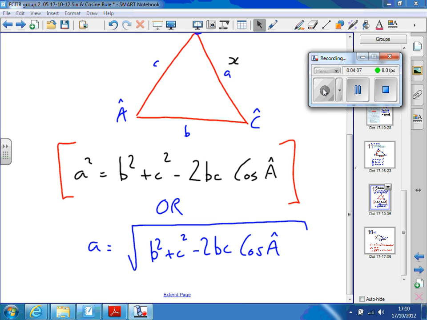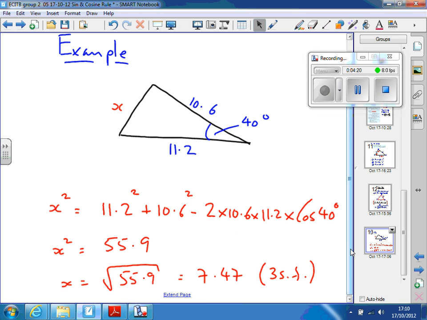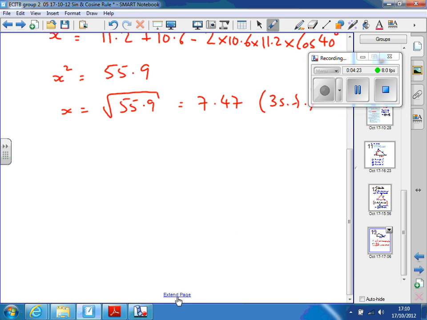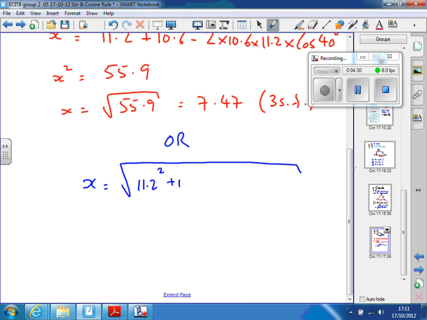To save making the mistake of forgetting to square root it, you could write the cosine rule like this. A equals the square root of all that lot. So going back to our example, we could have written x equals the square root of 11.2 squared plus 10.6 squared minus 2 times 10.6 times 11.2 times the cos of 40. And then hit equals and you get the answer in one go.